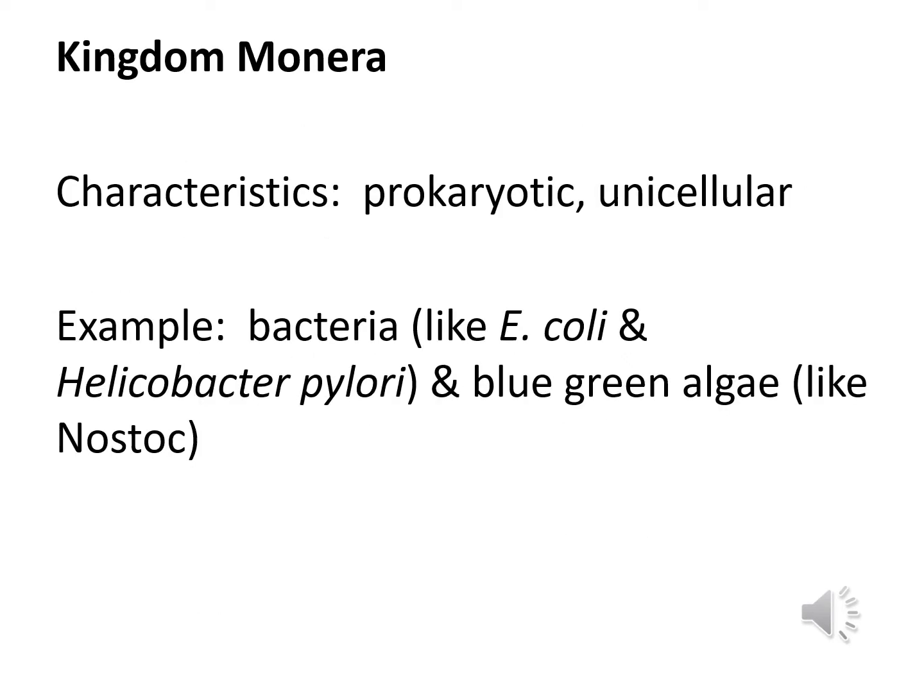The first kingdom that we're looking at is kingdom Monera. The characteristics are prokaryotic and unicellular. Hopefully you remember prokaryotic lacks a nucleus and unicellular is a one-celled organism. Examples include bacteria like E. coli, Helicobacter pylori, and some blue-green algae like Nostoc.